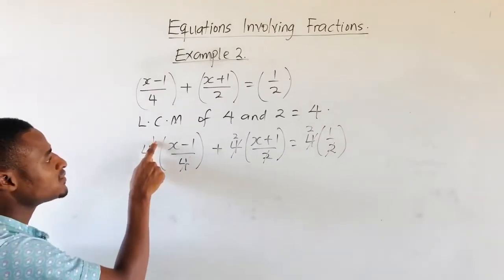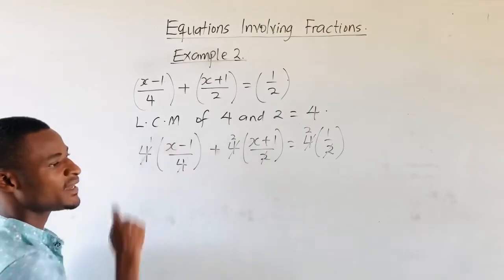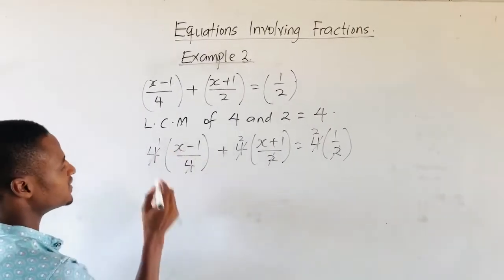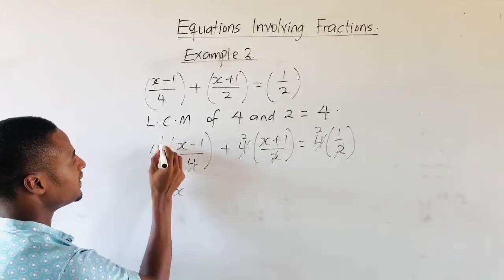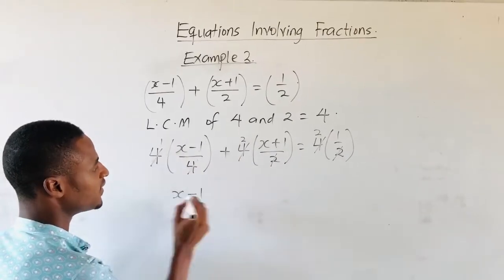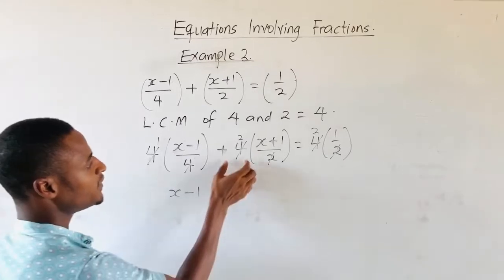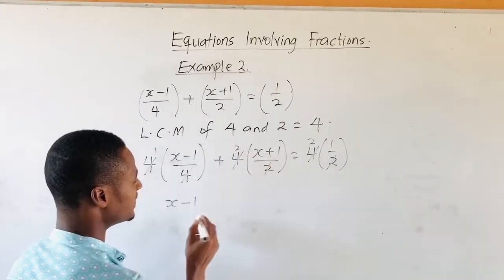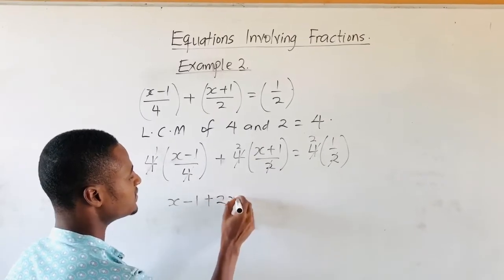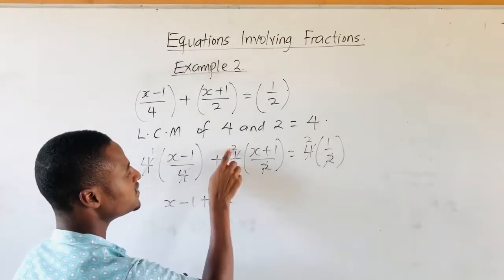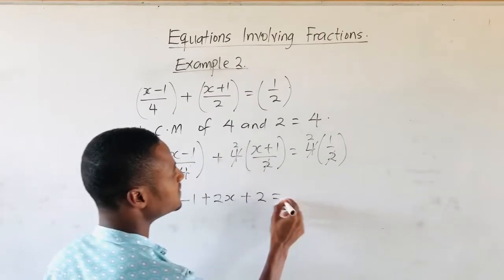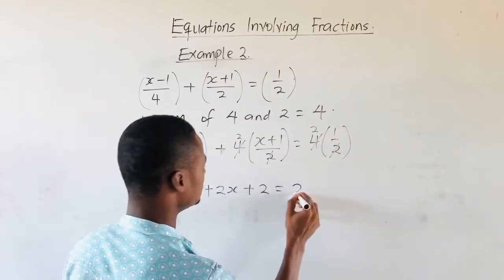Then the 1 outside this bracket is going to multiply everything that is inside the brackets. 1 times x will give us x, and then 1 times negative 1 will give us negative 1. When we come here, it is positive 2. When it multiplies x, we will have plus 2x. And then when positive 2 multiplies positive 1, we will have positive 2. And that is equal to 2 times 1 is 2.